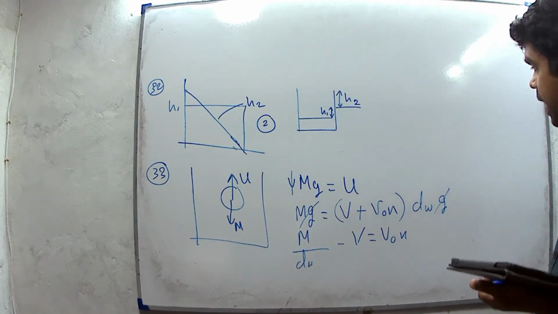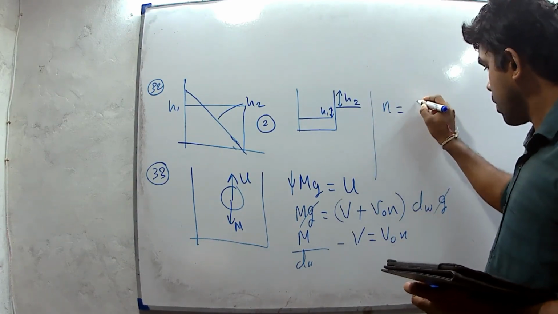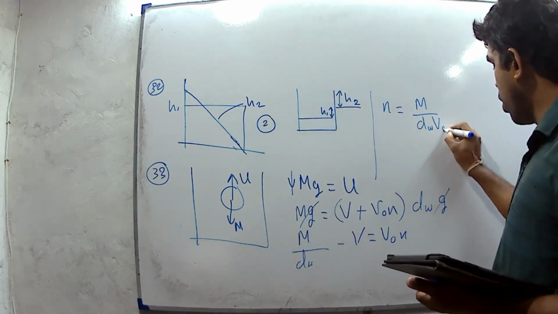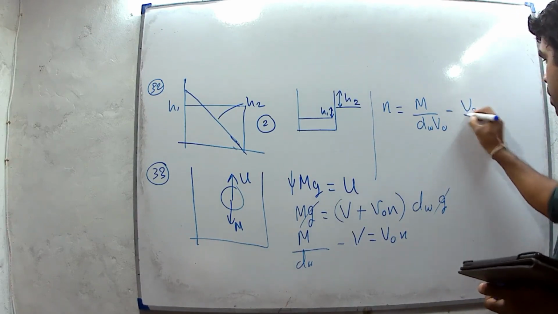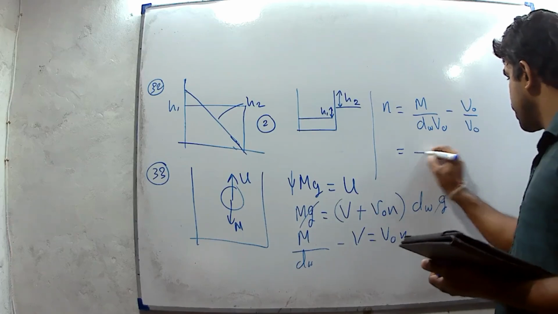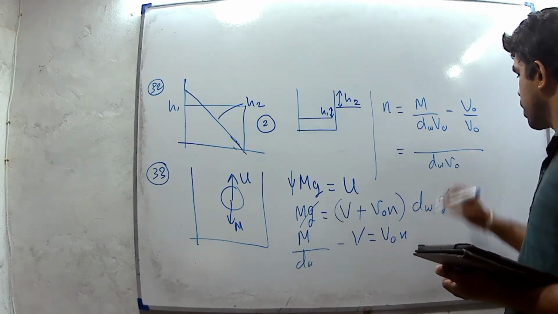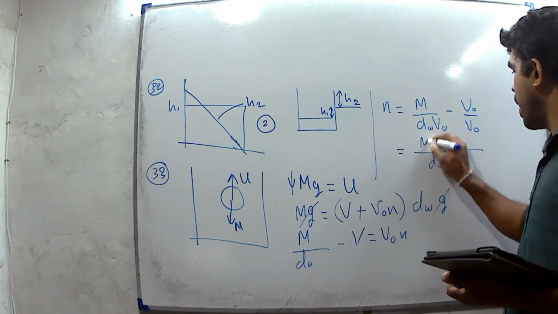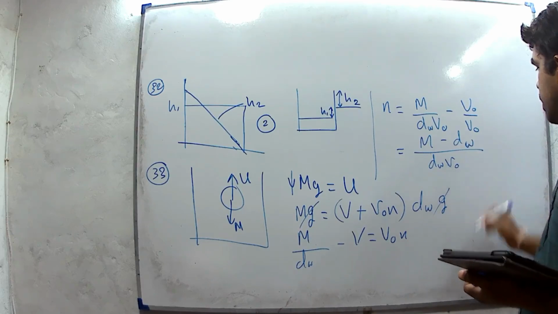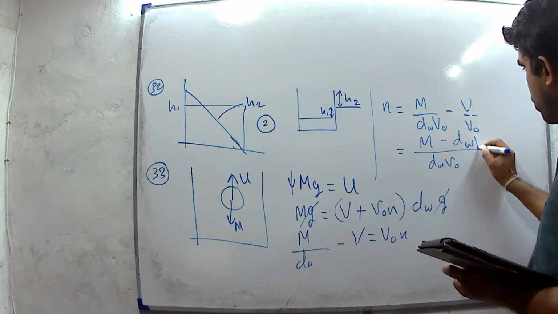Now we can substitute. N equals M divided by dW V0 minus V divided by V0, that is, M minus dW V, divided by dW V0.